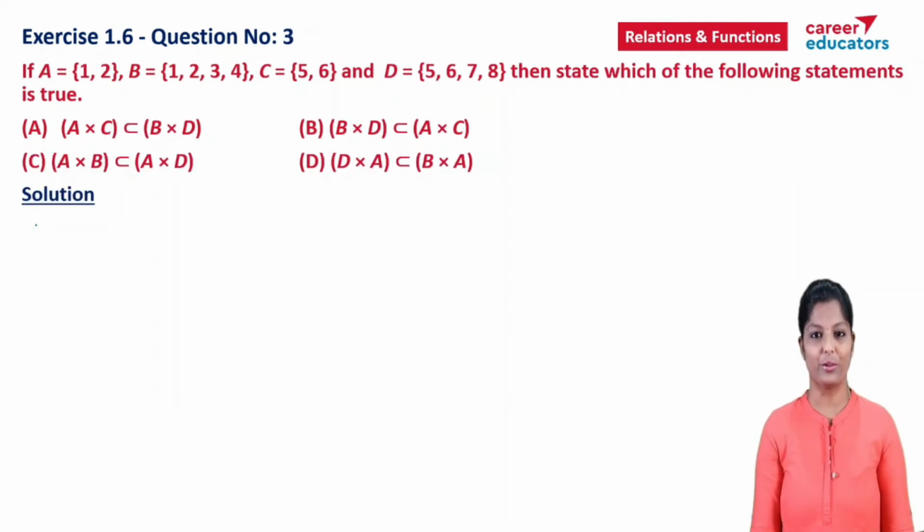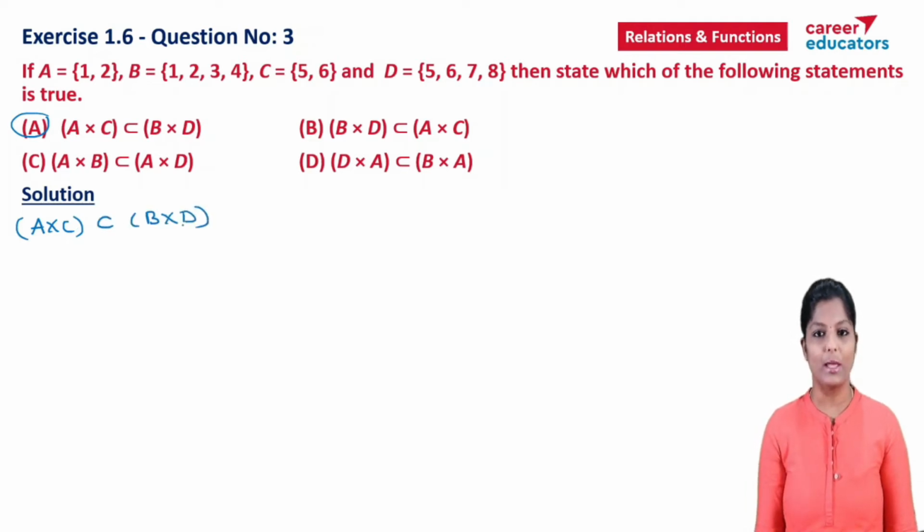Next, we are going to solve question number 3. Here, set A, set B, set C and set D are given. We have to check which of the following statements is true. Let's check the first statement. The first statement is A cross C is a subset of B cross D, which means all the elements of A cross C should be present in B cross D. Let's find A cross C and B cross D.